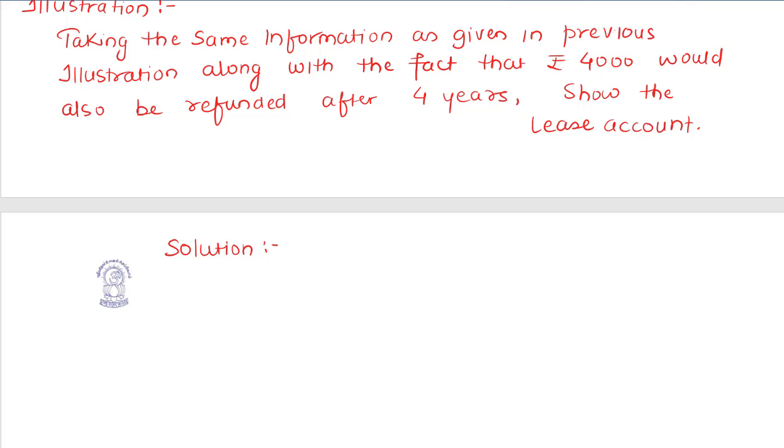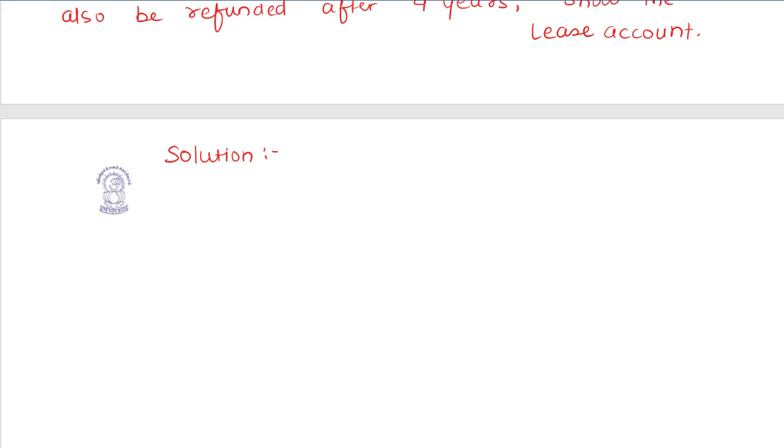In this question, the annual charge of depreciation needs to be calculated for every year. So let us calculate first the annual depreciation charge, and after that we'll be able to make the lease account.